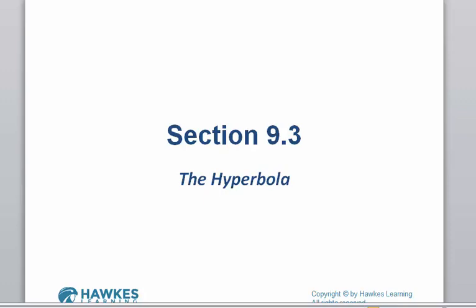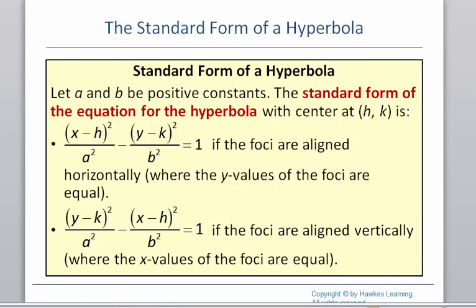We're now going to begin section 9.3, where we will discuss the hyperbola. We're going to begin with a definition for our hyperbola. Note that we have two versions of the formula that we will use for the equation of a hyperbola with center at (h, k).